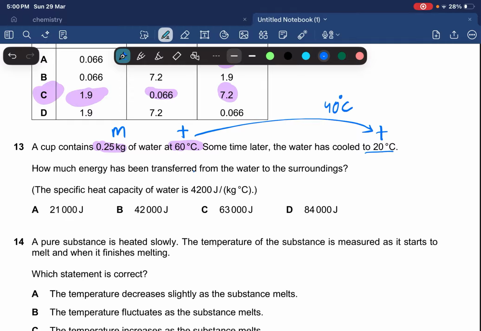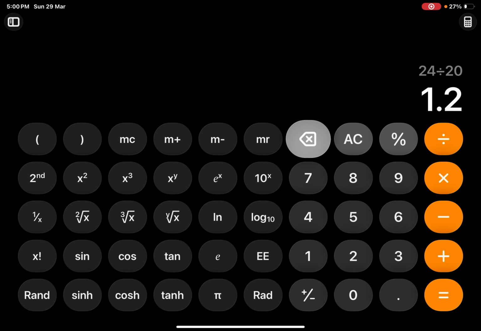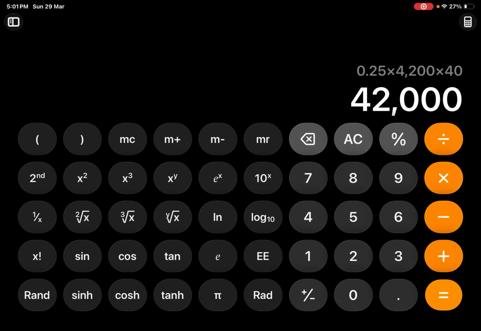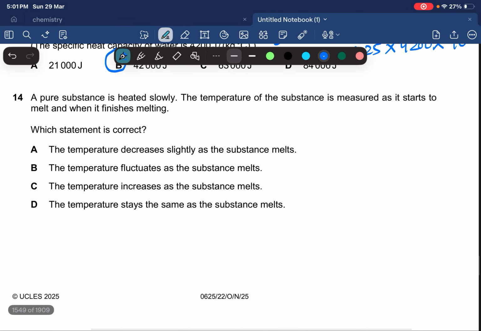How much energy has been transferred from the water to the surroundings? Q equals mc delta T. Mass is 0.25, C is 4200, I guess, and delta T, the change in temperature, is 40. So 0.25 into 4200 into 40 is 42,000. Option B. You simply have to use the formula Q equals mc delta T. C was given, delta T to be calculated, and m was the mass.